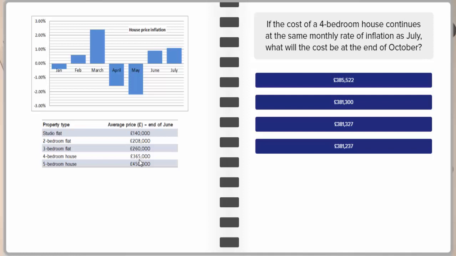It will be 4 mahine ki jama karie, 4 se 1 ko multiply karen. So first of all, this 365,000 multiply by 1.1% is equal to, okay. As the July inflation rate, or at the end of October, what will be the cost of that at the end of October? It's the inflation rate per month.